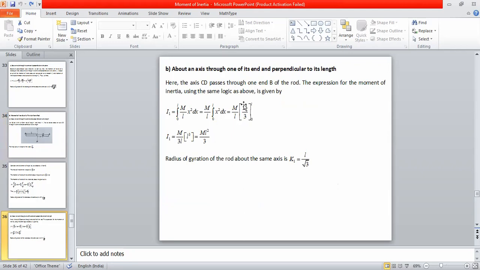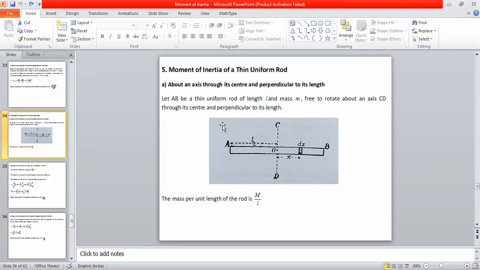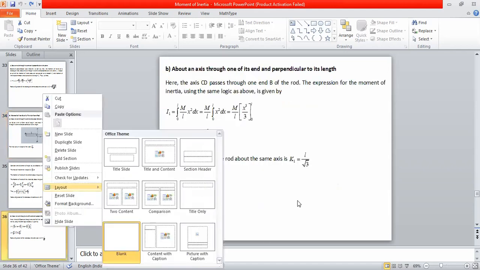We can use the same logic, so we can consider a small portion here also. Let us assume that the axis is passing through A. That small portion has length dx, and it is at a distance x, not from the center but from the end A, because end A now becomes the origin if axis CD is passing through A. So again the length element dx is at a distance x from the end A through which the axis of rotation is passing. So we can do the calculation in a very simple way.